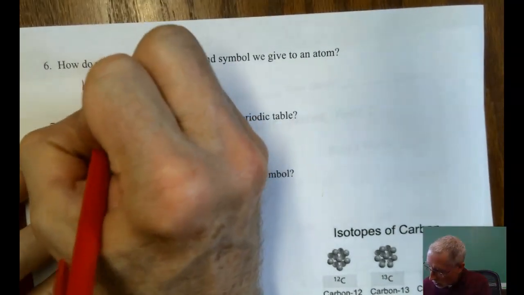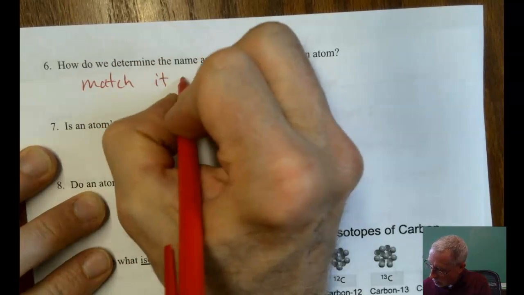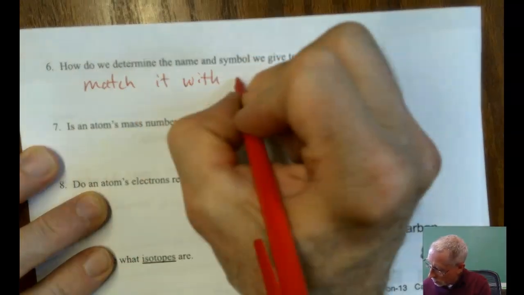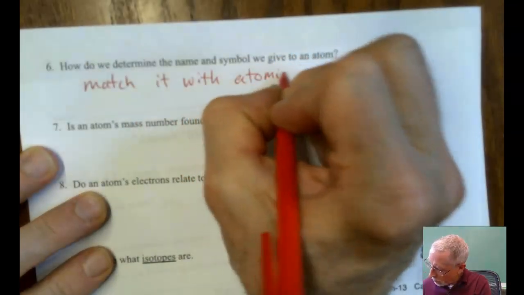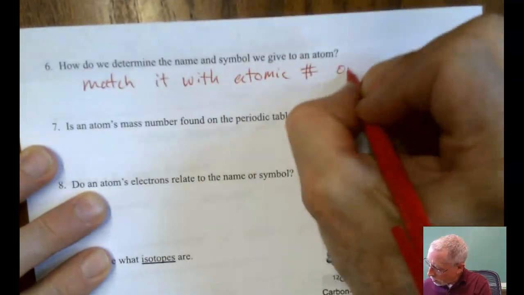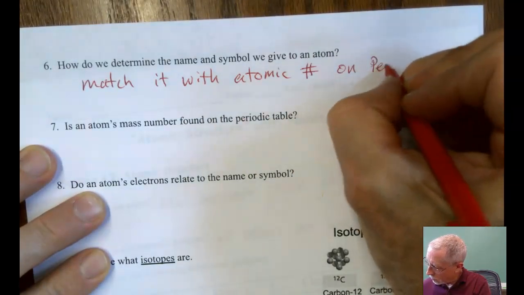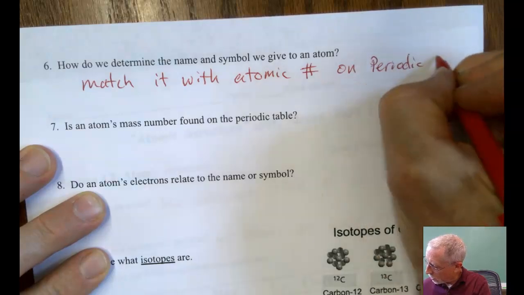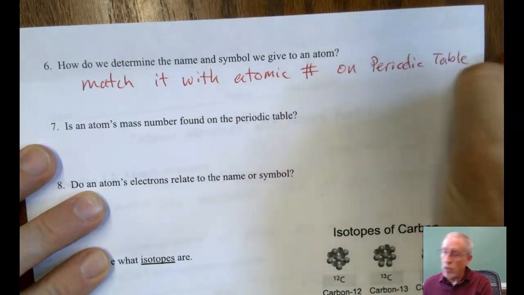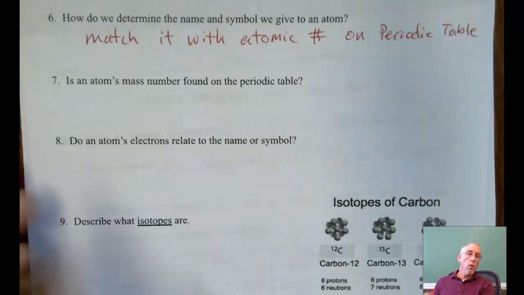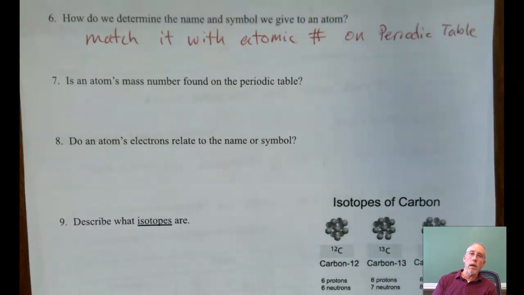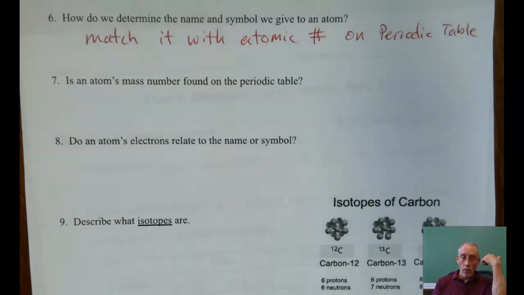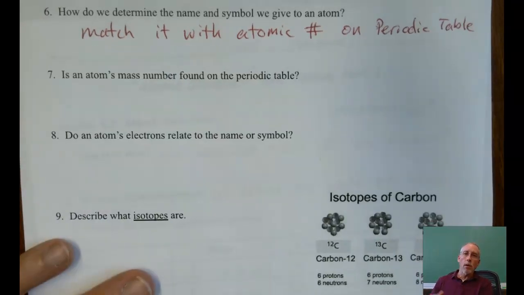We match it with the atomic number on the periodic table. So you must have a periodic table in order to know the names. You will always have access to your periodic table in my class. There are some teachers who, for some reason, make students memorize periodic tables. I think that's silly. That's a waste of brain space. You will get comfortable with using the periodic table as we use it more.